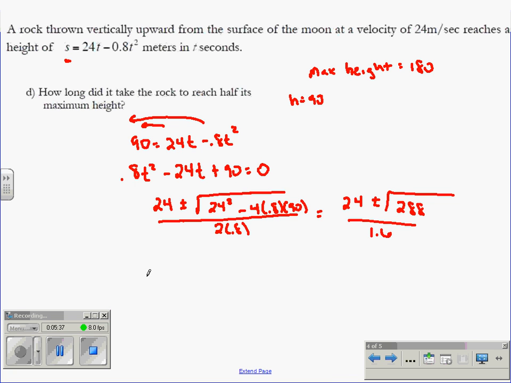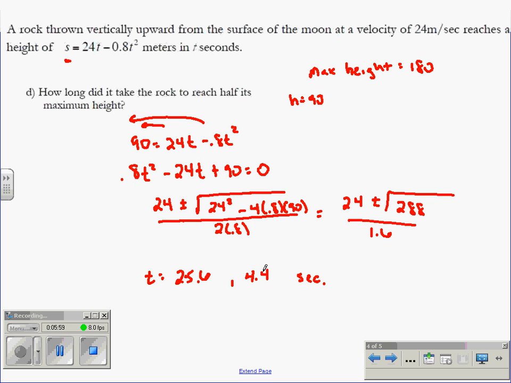So we get two answers. t is going to equal 24 plus the square root of 288, divided by 1.6, which is 25.6. And we get 24 minus the square root of 288, divided by 1.6, which is 4.4 seconds.